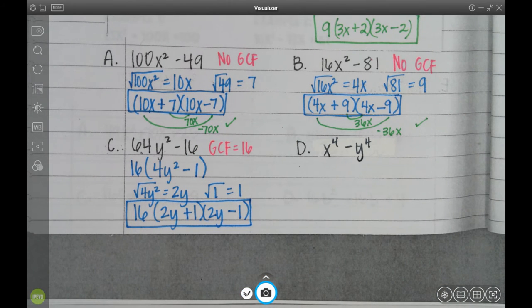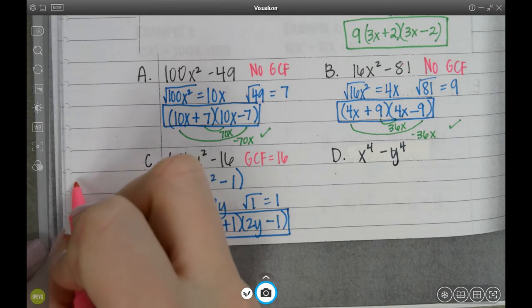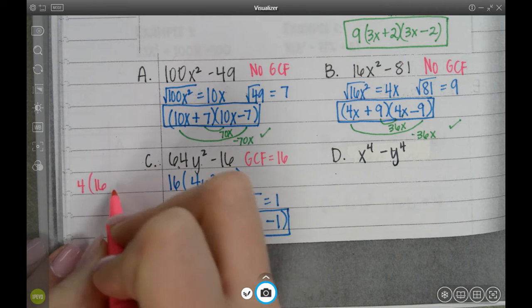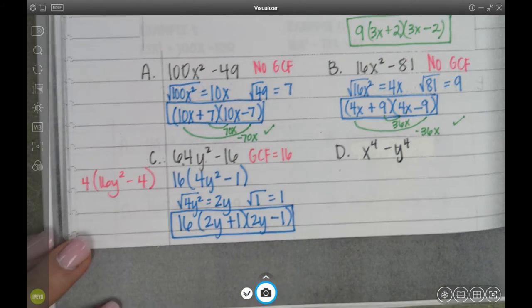Okay, on that one, your GCF was 16. A lot of people think that the GCF there is 4. Sadly, it's not. If you thought the GCF was 4, then when you take that 4 out, you would have had 4 times 16y squared minus 4, right?